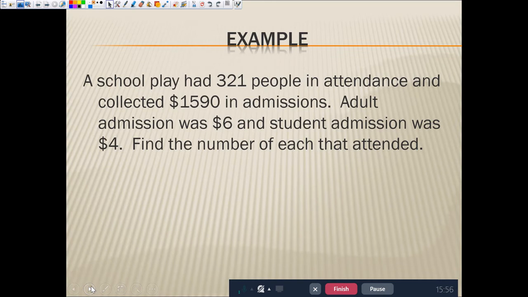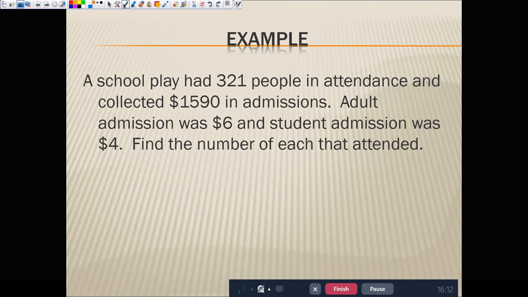A school play had 321 people in attendance and collected $1,590 in admission. Adult admission was $6 and student admission was $4. Find the number of each that attended. So we're looking for the number of each. So my X and my Y are gonna be what? What's my X? We have adult and we have student. What's first? Adult. And Y? Student. Whatever's first always comes first.